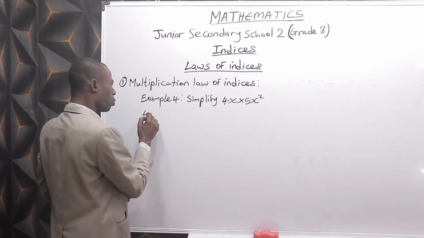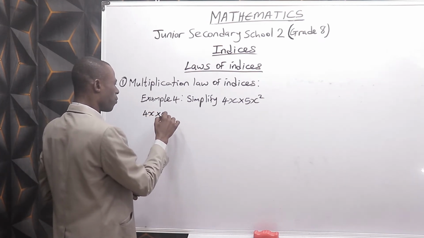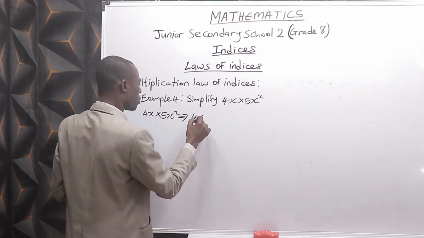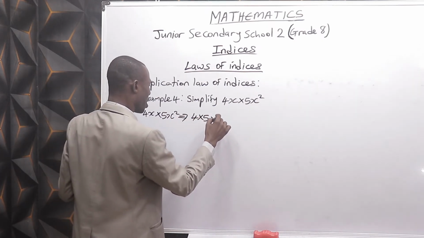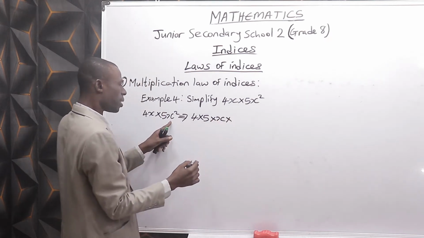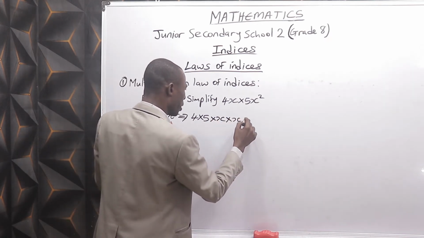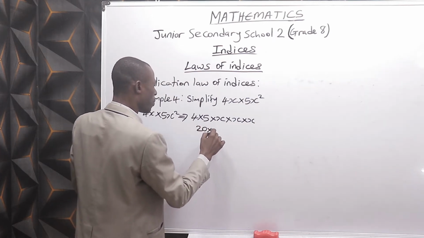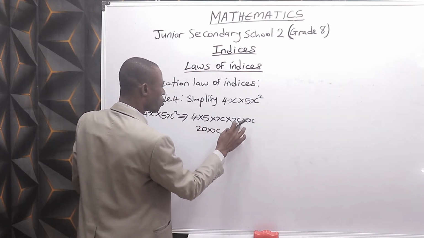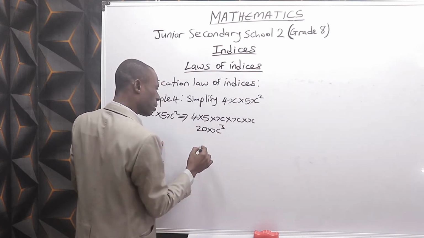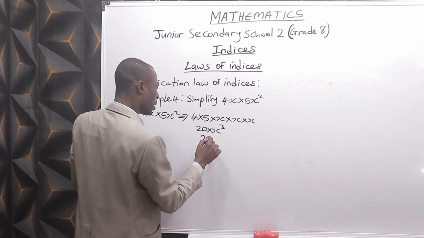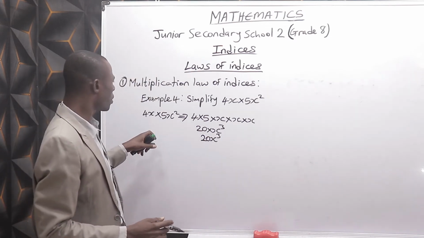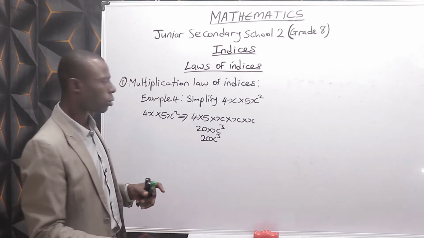By expansion method, 4x times 5x squared is 4 times 5 times x times x in 2 places, meaning x times x. So we have 20 times x, 1, 2, 3 raised to power 3. So we have 20x raised to power 3. That is the simplification using expansion method.